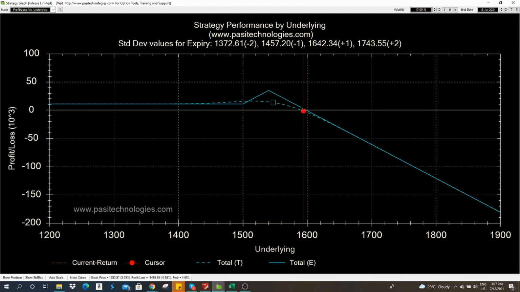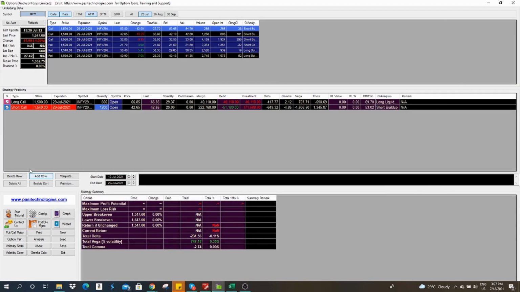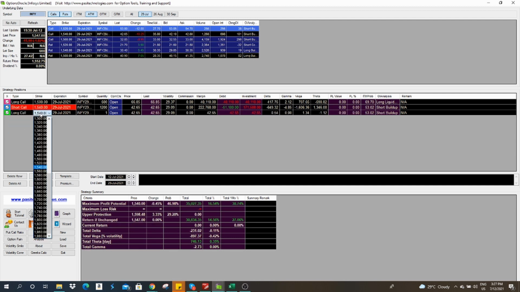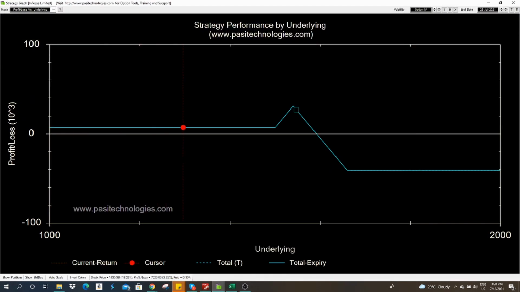If you think, okay, I don't want this naked position on the long side, you can go ahead and add one more leg, a long call at maybe 1700 or even 1650, 60 or something like that, one lot. By that also, you can still create the same strategy, but your downside is limited.